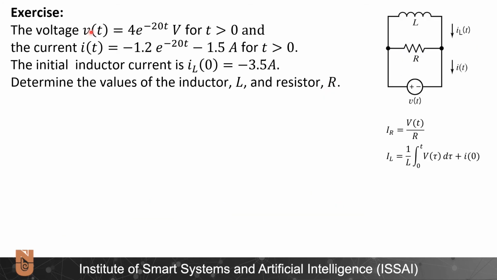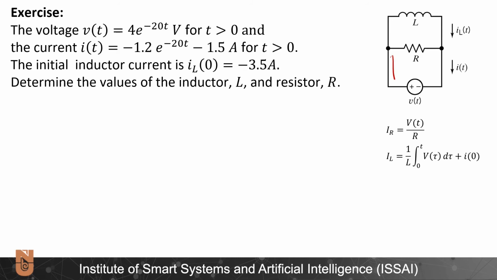Now in this question, we are given the voltage of the voltage source as an exponential decay, a quite fast one with minus 20t, and the current entering this source as minus 1.2 times e to the minus 20t minus 1.5 amperes. We are provided the initial inductor current, and we are asked for the L and R values. So I think I will start solving this question by writing Kirchhoff's current law around this node and see what happens.